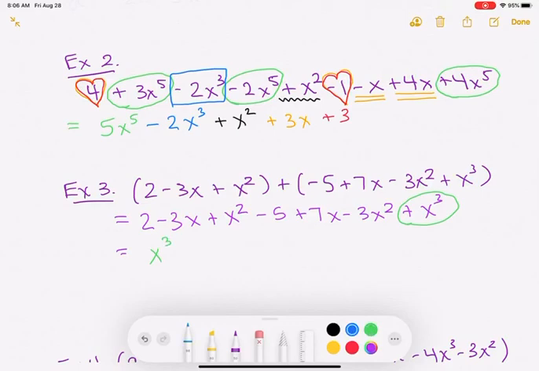All right, who'd you see next? Hopefully those x squareds, right? We've got a couple of them. We've got the plus x squared. And we've got a minus 3x squared. So if I have an x squared and I take away 3 of them, what do I have left? Negative 2x squared.